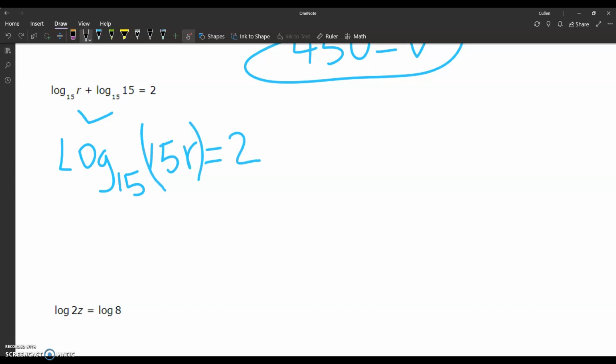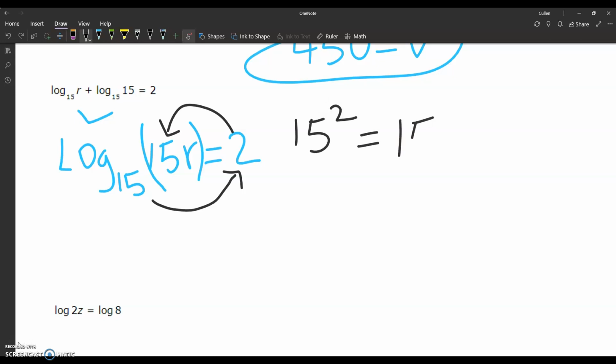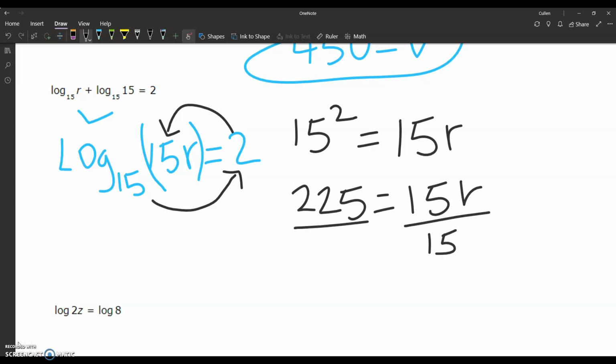And now as I rewrite it, I'm going to write 15 to the second power, set it equal to 15r. I'm going to write that over here. So 15 squared equals 15r. And again, we just did 15 squared up there. It was 225, equals 15r. And then you want to divide both sides by 15. And 225 divided by 15, if you do that on your calculator, that gives you 15. So those cancel, and you get 15 for r.